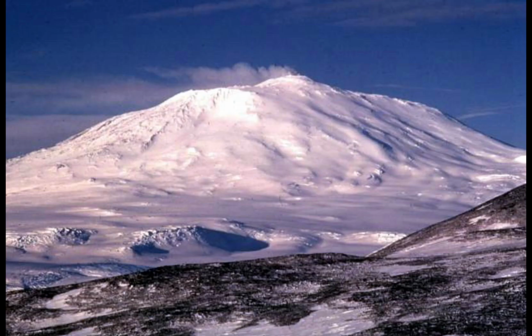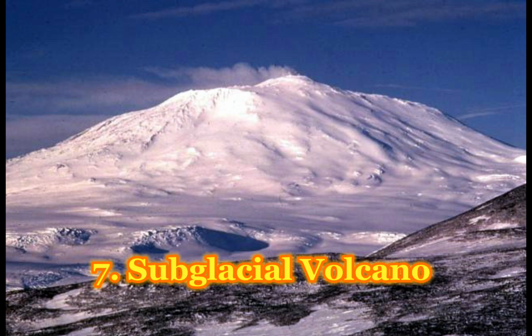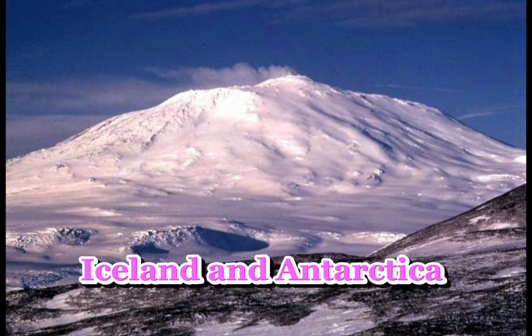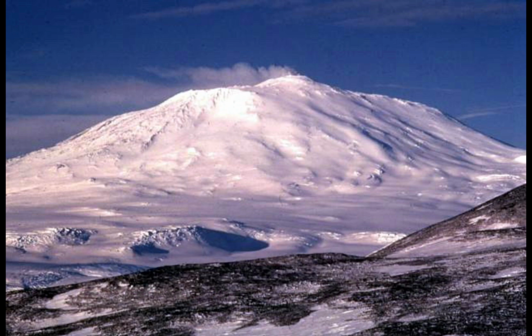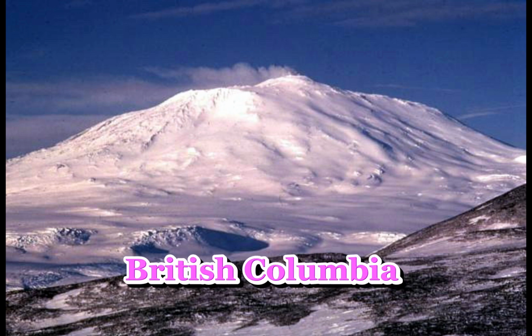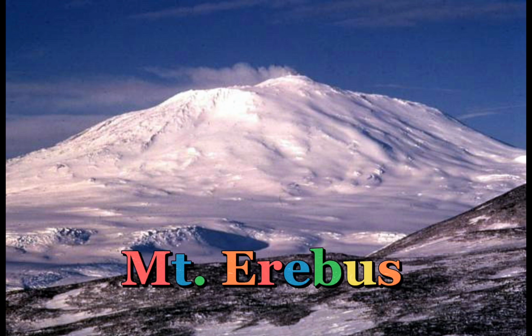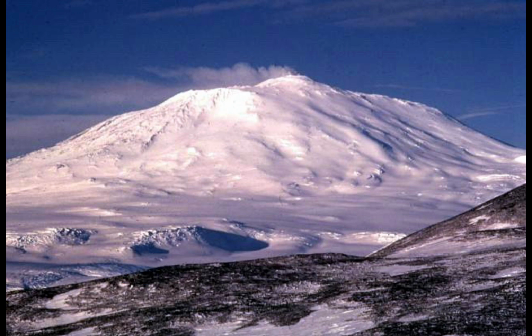On number 7, we have subglacial volcanoes. These volcanoes develop underneath ice caps. They are made up of lava plateaus capping extensive pillow lavas and palagonite. Most common in Iceland and Antarctica, but older formations are also found in British Columbia and Yukon Territory in Canada. The one in the picture is Mount Erebus, which is the second largest volcano in Antarctica.